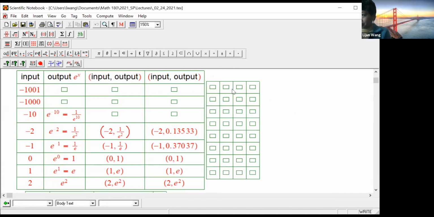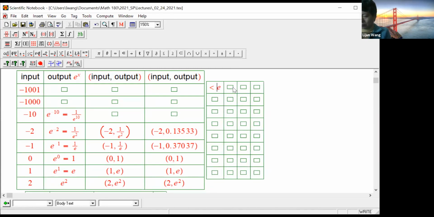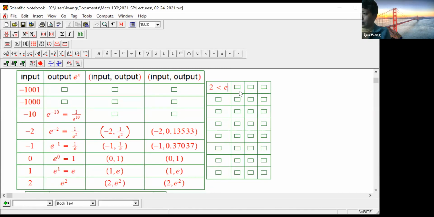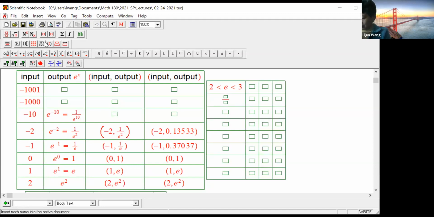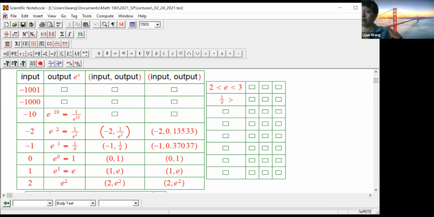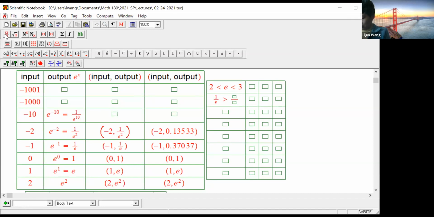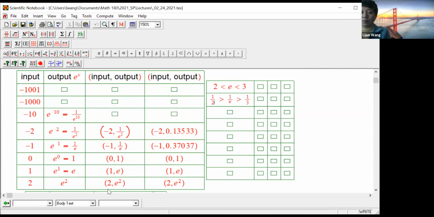So e is larger than 2, smaller than 3. Okay, so 1 over e is larger than 1/3, smaller than 1/2, right? Let's keep going.